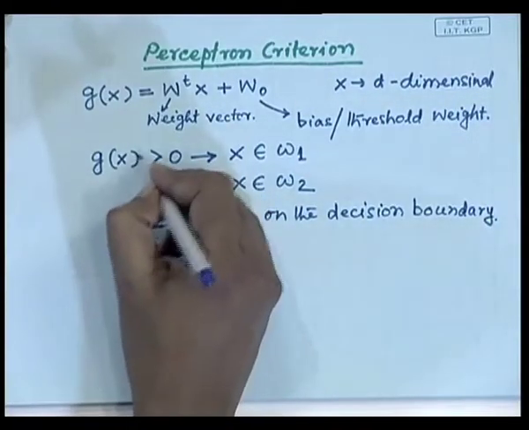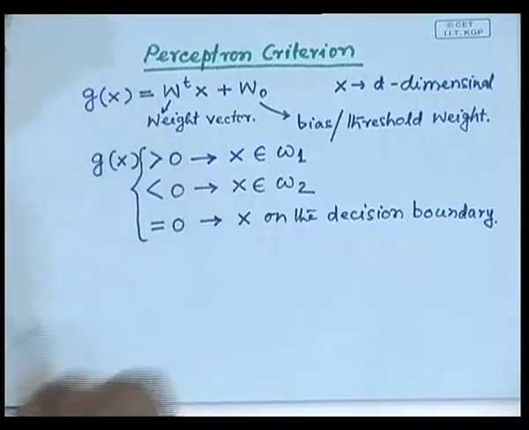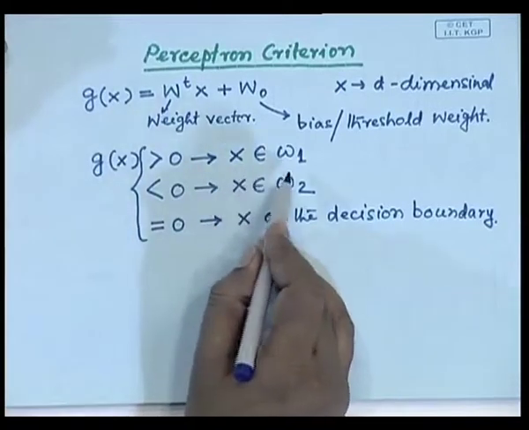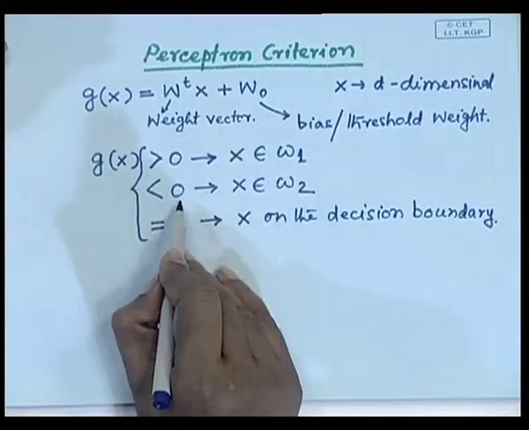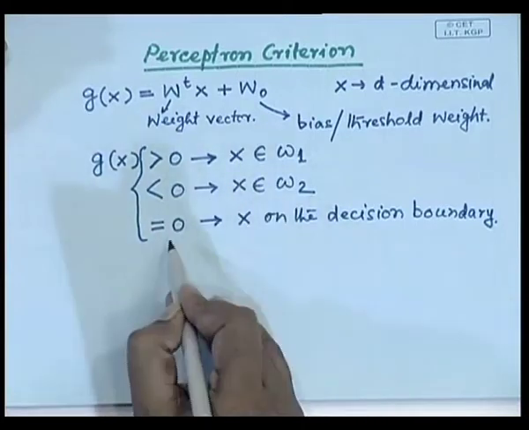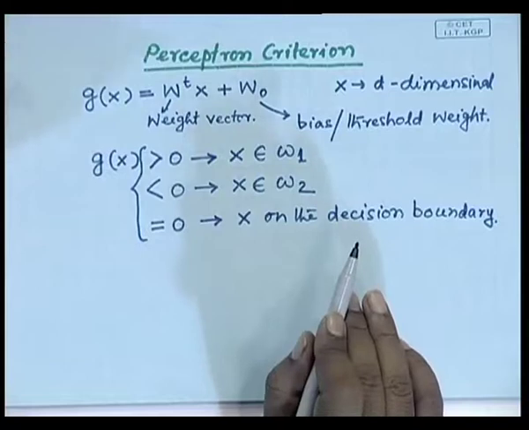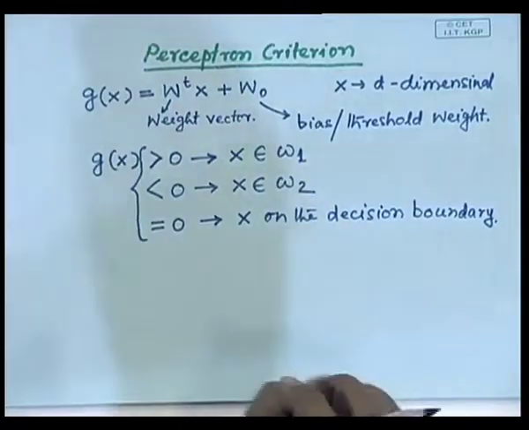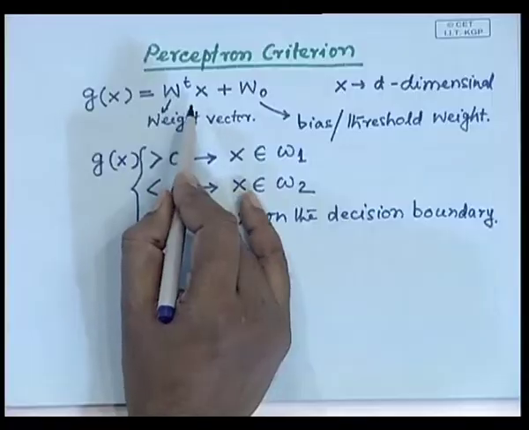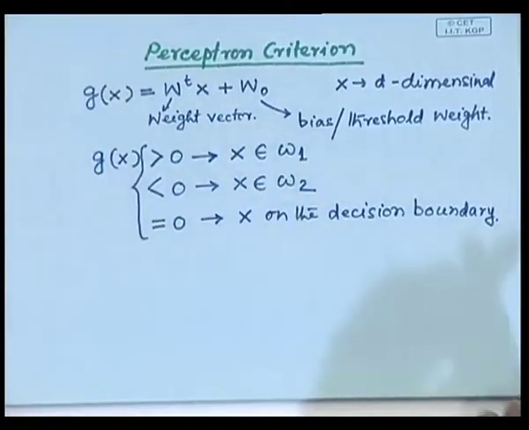Okay. So, if g(x) is greater than 0, we decide x belongs to class omega 1. If it is less than 0, we decide x belongs to class omega 2. If g(x) is equal to 0, then x is on the decision boundary. So, the decision boundary between the two classes omega 1 and omega 2 is given by the equation g(x) = 0, or w transpose x plus w naught equal to 0.